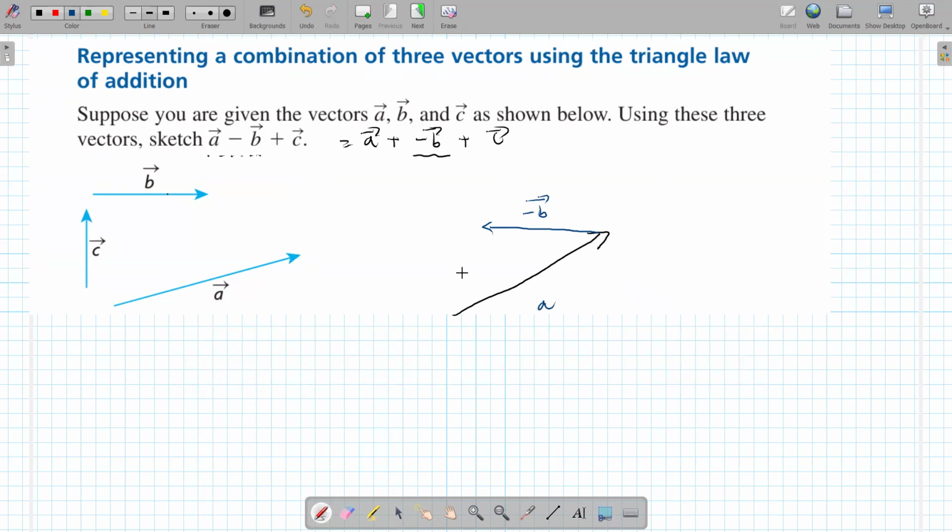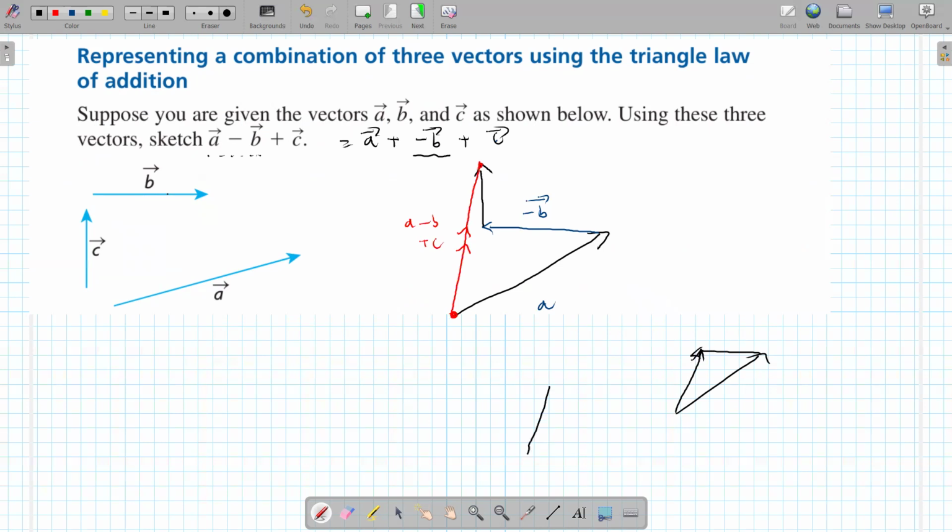And then you can either do this in one shot or you can do this in multiple steps. If you want to do it in one shot, you're going to add C, the tail of C, to the tip of negative B. So you would add it here like that. And the final answer is going to be your starting point, and you connect this to your end point. Like that. And that would be the final answer. That right there is A minus B plus C, the vector. So that's one way of doing it. You can do this in one shot. If you want, you can do this in 2 steps. First step, you find A plus negative B, which is going to be this one right here.